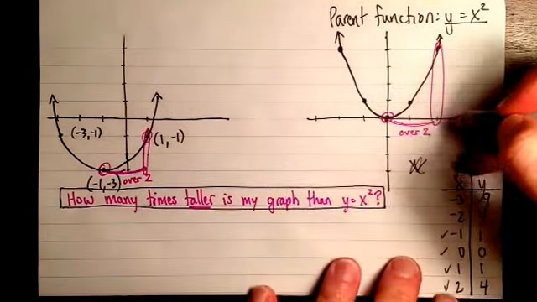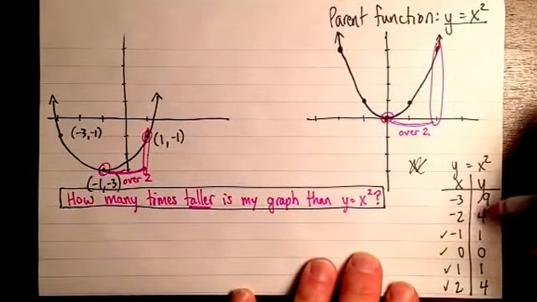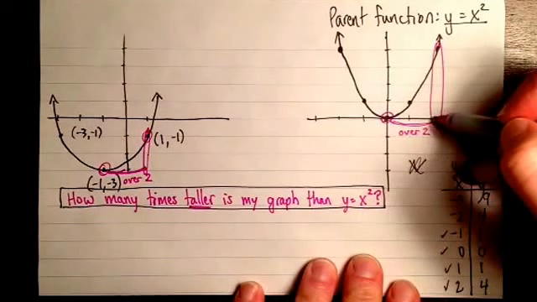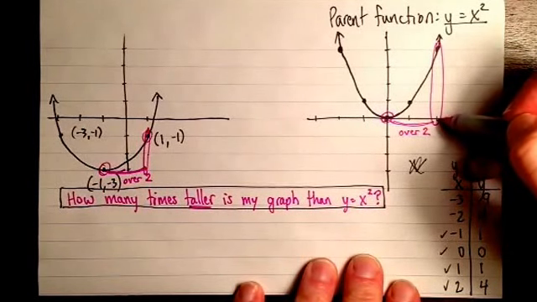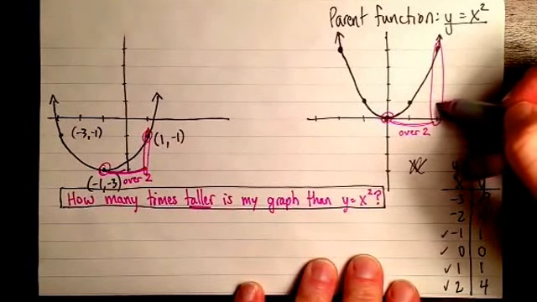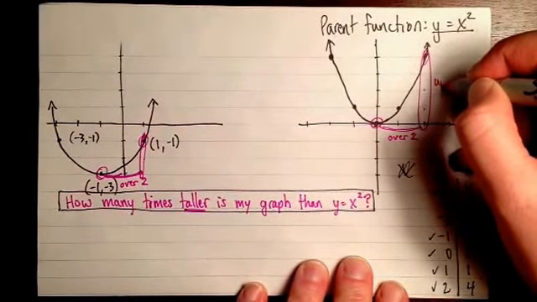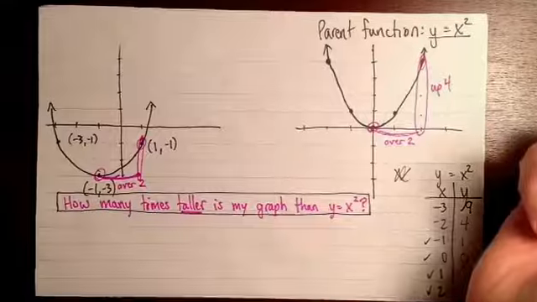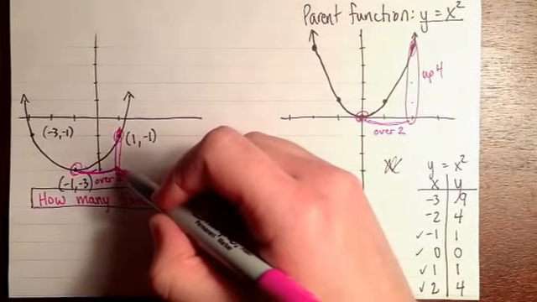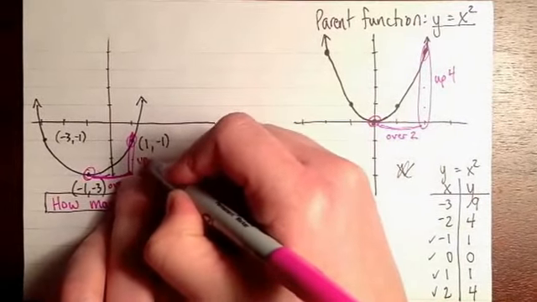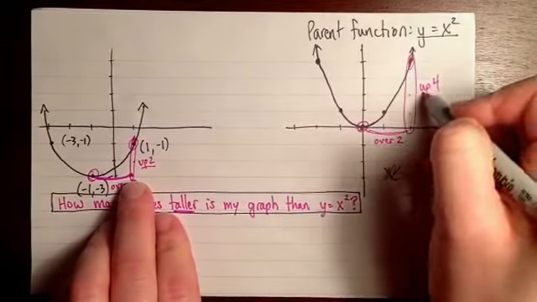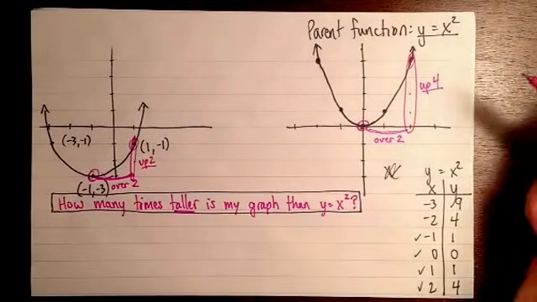So this one, the sort of parent function, the y equals x squared here, if you go over 2 points from the vertex, then you go up 1, 2, 3, 4. Okay, so this is up 4. But over here, when we went over 2, we only go up 2. Okay, so these are the two numbers we're going to compare to figure out how much taller this is.